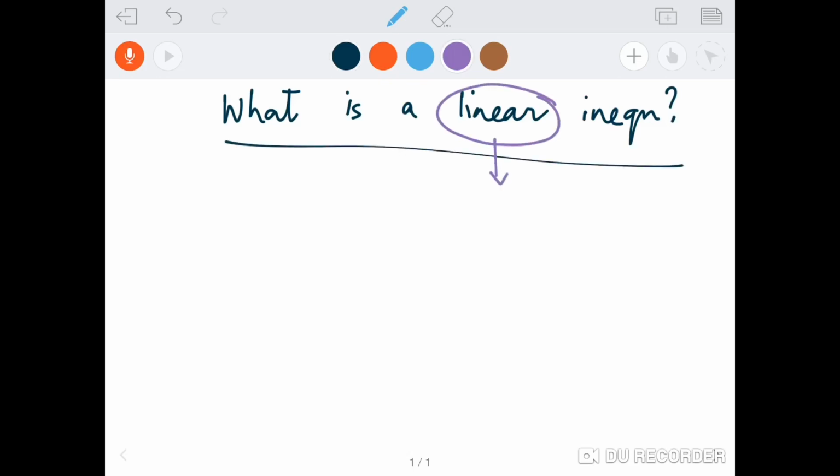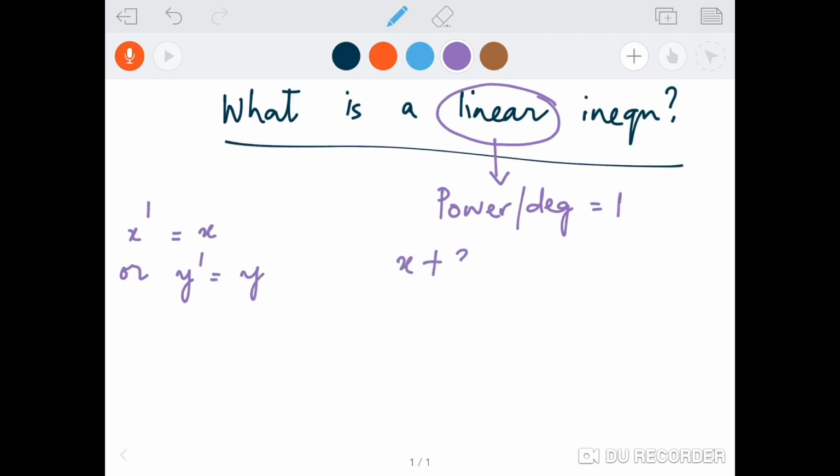So let us try and understand the meaning of linear first. The meaning of linear indicates that the power of the variable, or the degree, is 1, which indicates that anything that has just x or say a y becomes a linear term. So I'm just going to take the first example. I'm going to take the example of x plus 3.